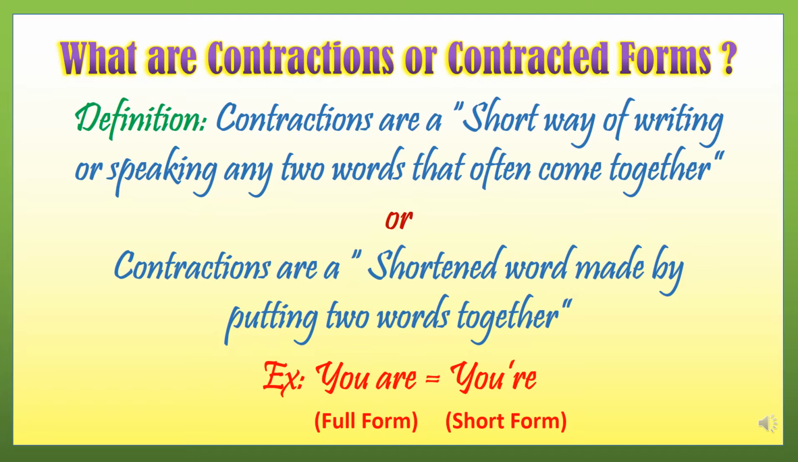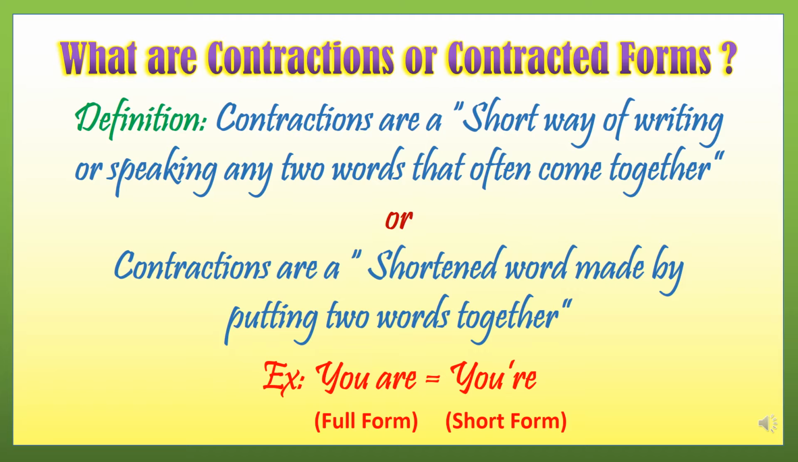Look at the example. You are. You is one word, are is another word. These two words are put together and we can write it in the form of a contraction, you're. Here a letter is omitted and in its place the punctuation mark apostrophe is placed.